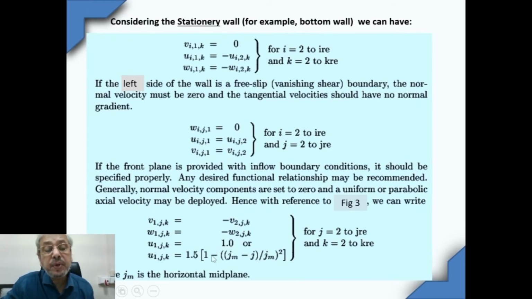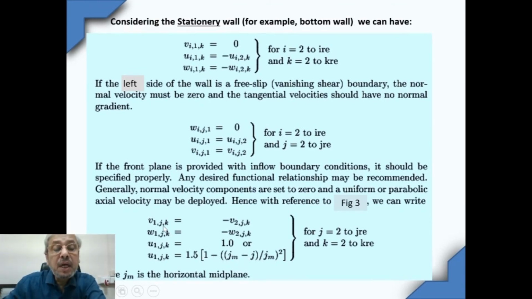This is basically a uniform velocity profile, and u1 jk equal to 3 by 2 into 1 minus y by ym square. Here ym is the horizontal midplane. This is jm minus j divided by jm, squared. So basically we are trying to set up a parabolic velocity profile.